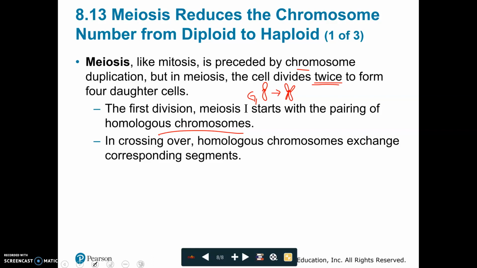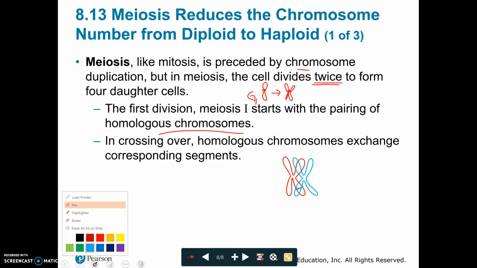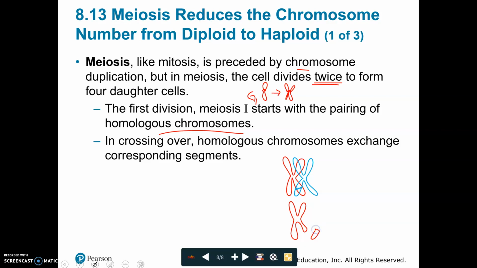So it turns out that the homologous pairs, when they line up side by side, they don't just line up side by side. They line up so close to each other, like this, that they actually wrap around each other. It's called synapsis, and pieces can actually swap places. So imagine that these chromosomes line up side by side, but then when they come back apart again, you actually have this. And this is happening every time your cells go through meiosis, and it's random where it happens.